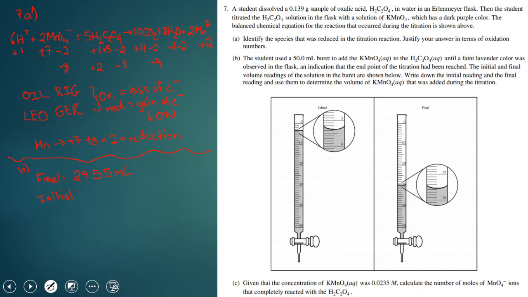My initial, it's above the 3.5 mark. It's also above the 3.4 mark. So I'm going to say it's about 3.35 ml. Now keep in mind, the reason why I'm being this precise is because we were told that it's 50.0 ml. That's 3 significant digits. So we have to be this precise.